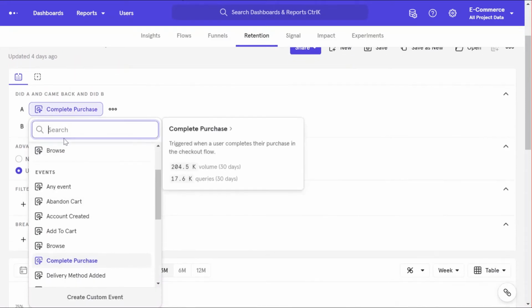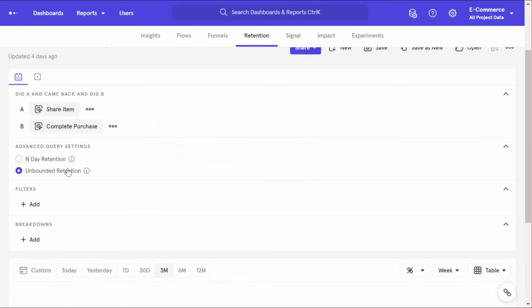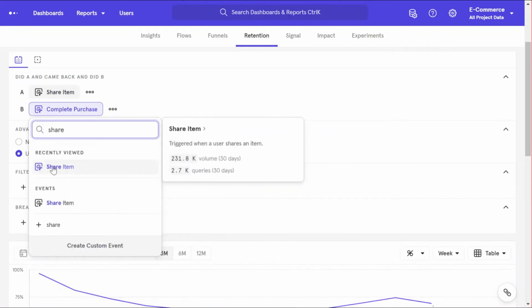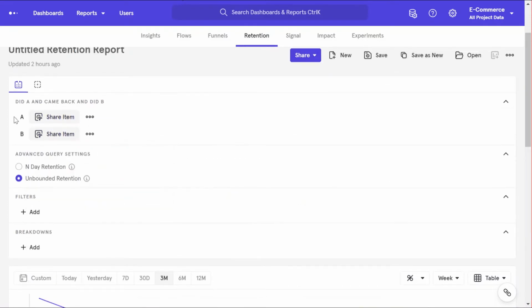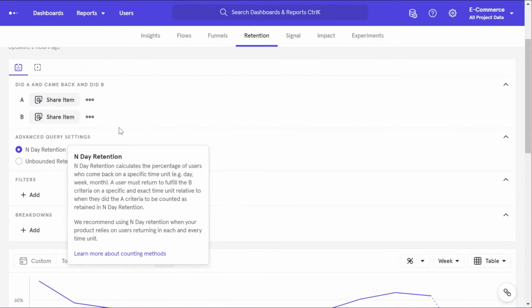For example, in this e-commerce platform, there is a feature which lets people share a product in their social network. And when they do that, share item is the event that goes. So now if we want to see whether share item is an event that gives any value to people at all, what you may want to check is whether once people have used this feature, and which means they are now familiar with it, do they come back and use the feature again or not?